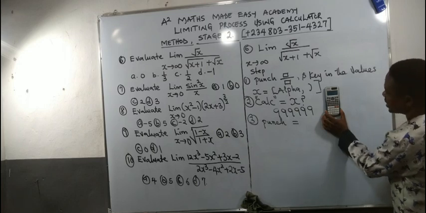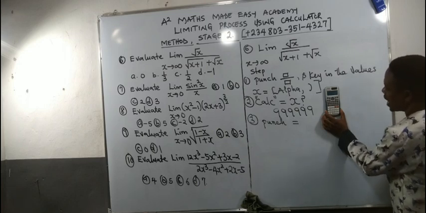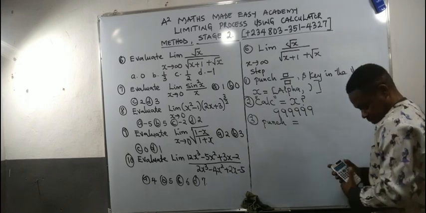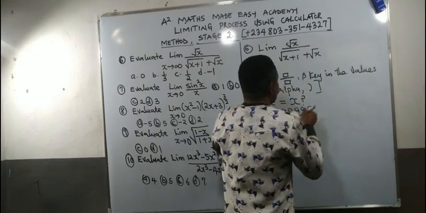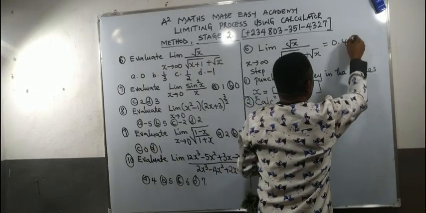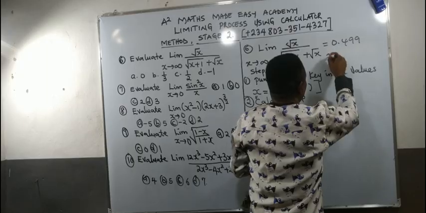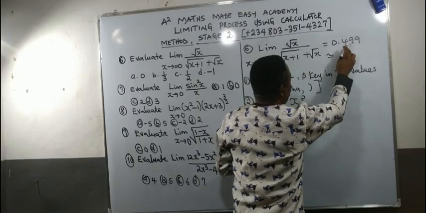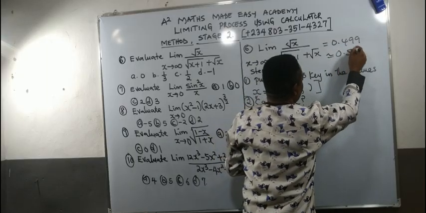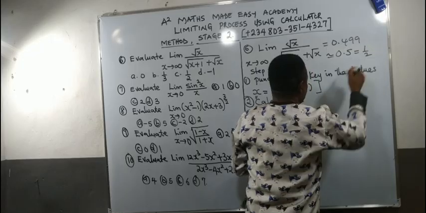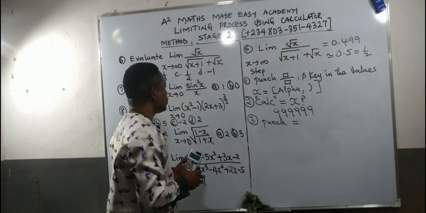Now the correct answer there is 0.499. Can we write it now? The answer here will give us 0.499. Then by approximation, 0.499 will give us 0.5. And 0.5 means 1 over 2. Are you with me now? So what do you do?